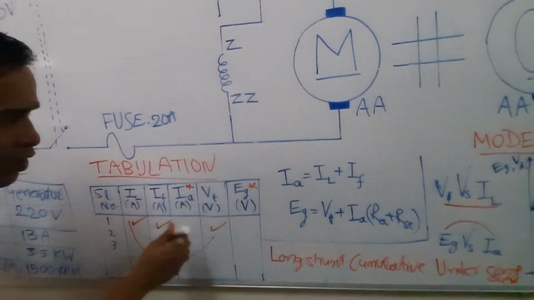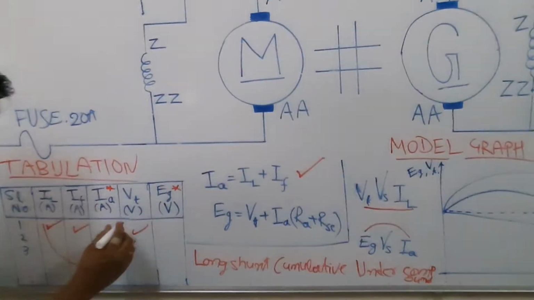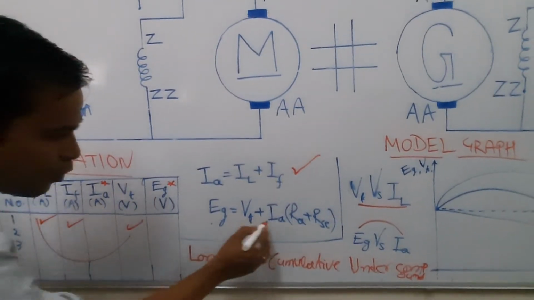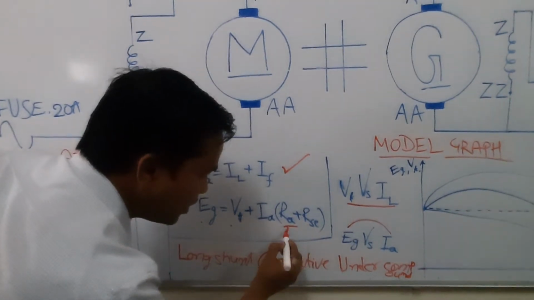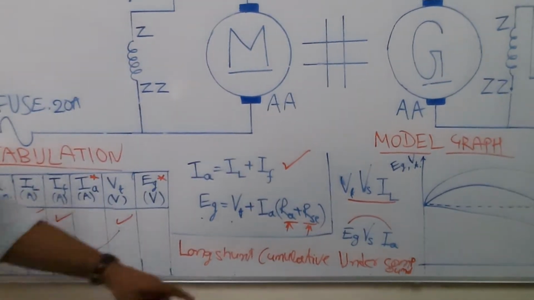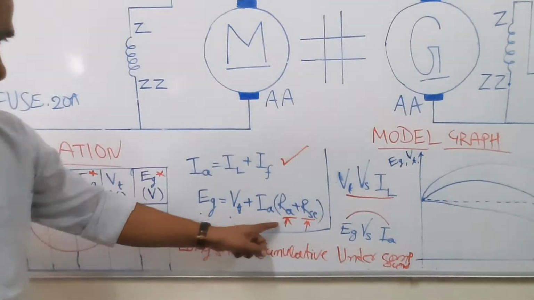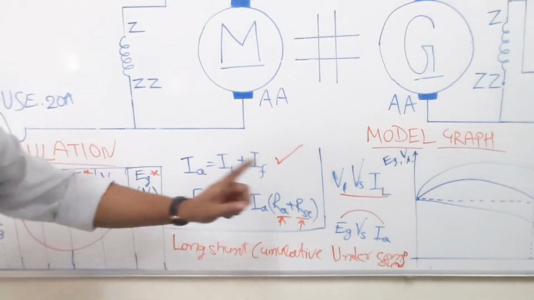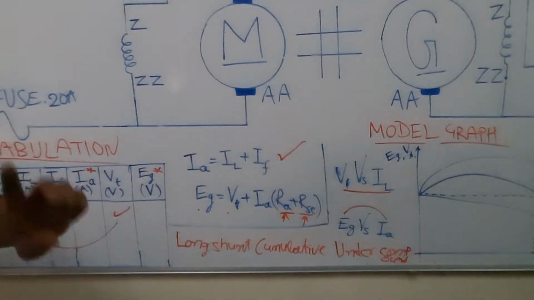To find this one, the formula you have to use is IA equal to IL plus IF. And to find EG, you have to use the formula VT plus IA into RA plus RAC. What is RA? The armature resistance. What is RAC? The series field resistance. If you want, we can do an experiment to find RA and RAC. Otherwise, we have already done the experiment and we know the values, and we are going to give them to you directly. It depends upon the time available.